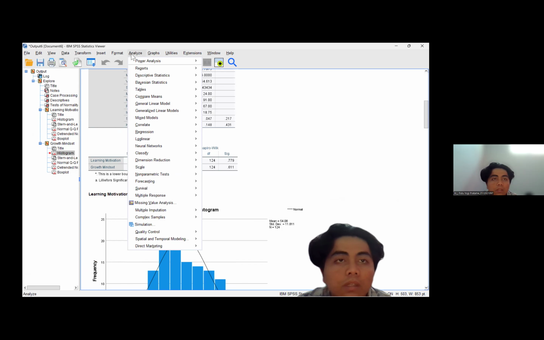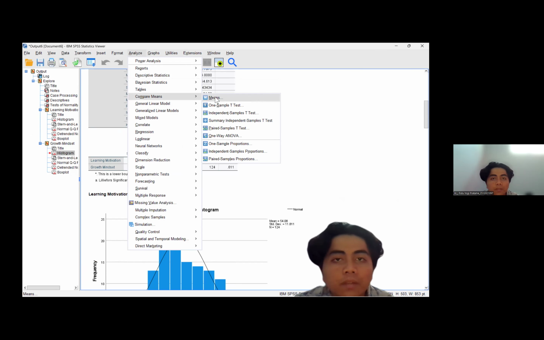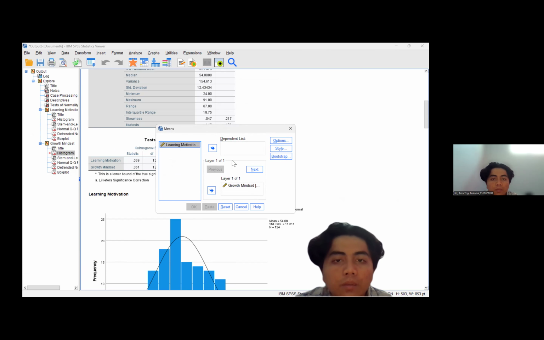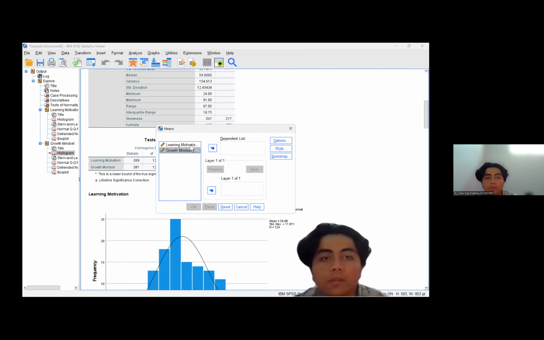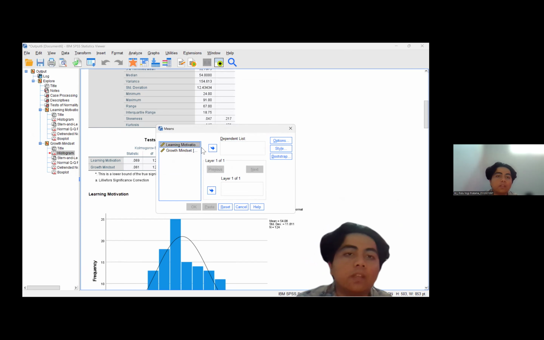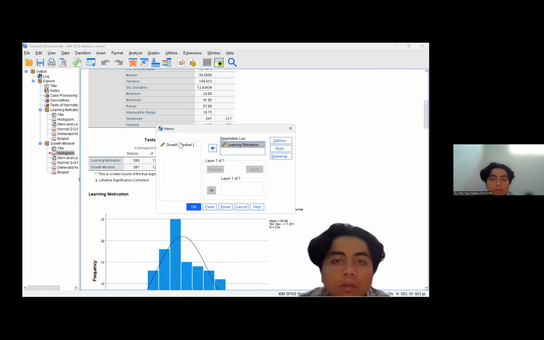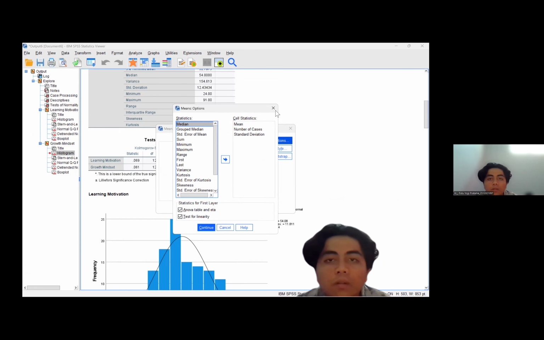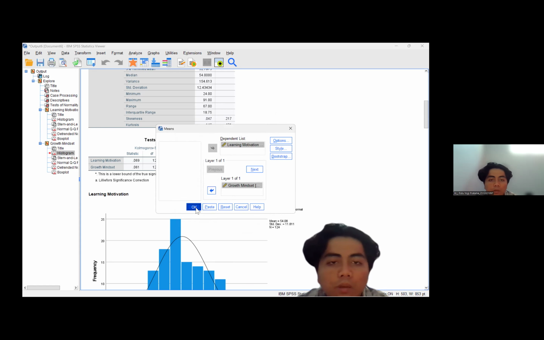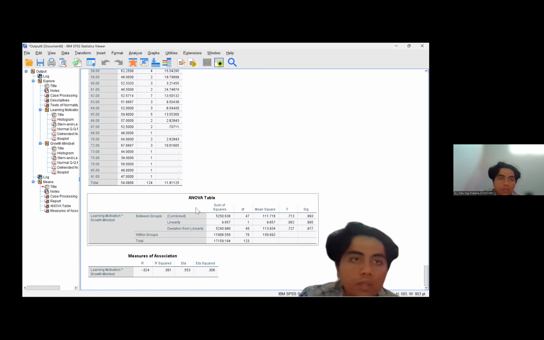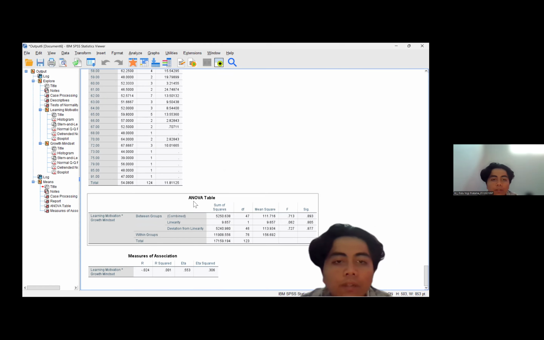So we move to the next test, which is we need to see the deviation from linearity. So we need to use analyze, compare means. You can put any variable in the dependent or the independent, because it doesn't matter anyway. So I put learning motivation in independent, growth mindset in dependent. Next you go to the options. In the statistics for the first layer, you check the ANOVA table and the test for linearity and then continue. Okay, now done. And then you go to the ANOVA table.